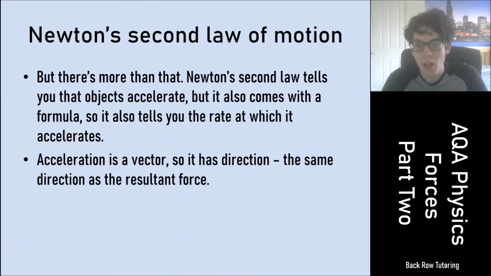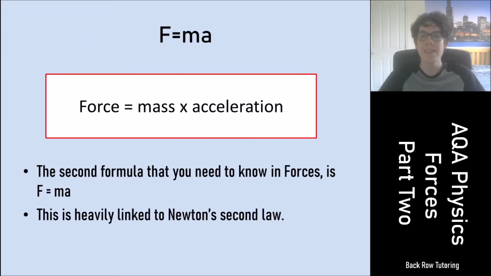But there's more than that. Newton's second law tells you that objects accelerate, but it also comes with a formula, so it tells you the rate at which it accelerates. Acceleration is a vector, so it has a direction. It's the same direction as the resultant force. And this is the formula which comes with Newton's second law: F equals ma. Force is equal to mass multiplied by acceleration.